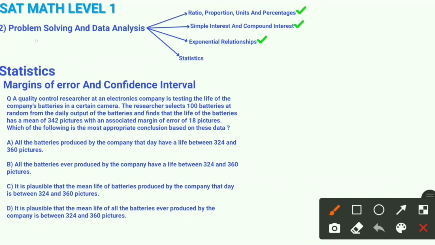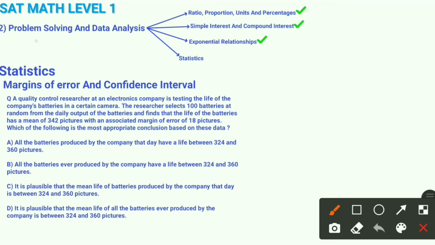A quality control researcher at an electronic company is testing the life of the company's batteries in a certain camera. The researcher selects 100 batteries at random from the daily output of the battery and finds that the life of the batteries has a mean of 342 pictures and an associated margin of error of 18 pictures. Which of the following is the most appropriate conclusion based on these data?